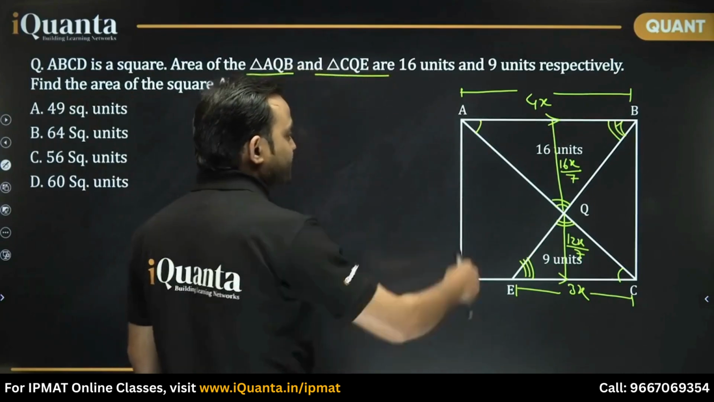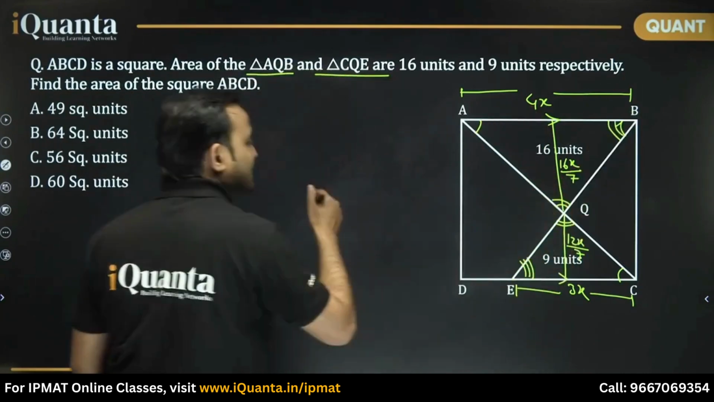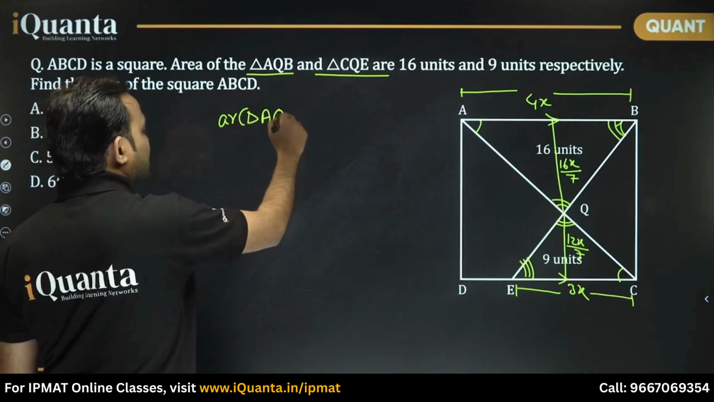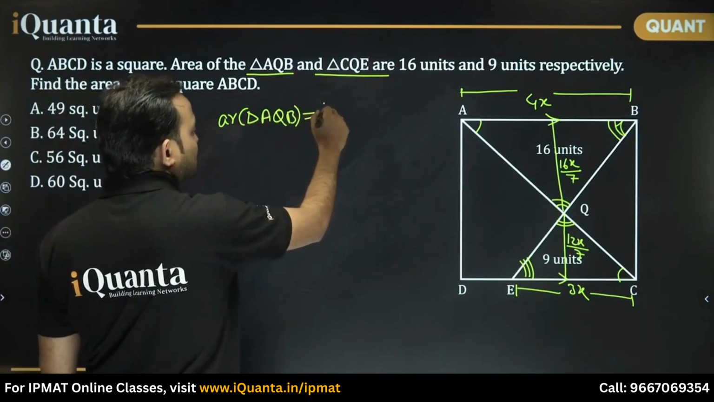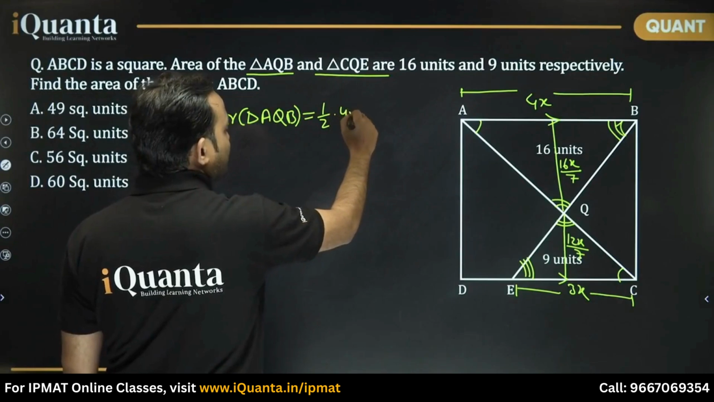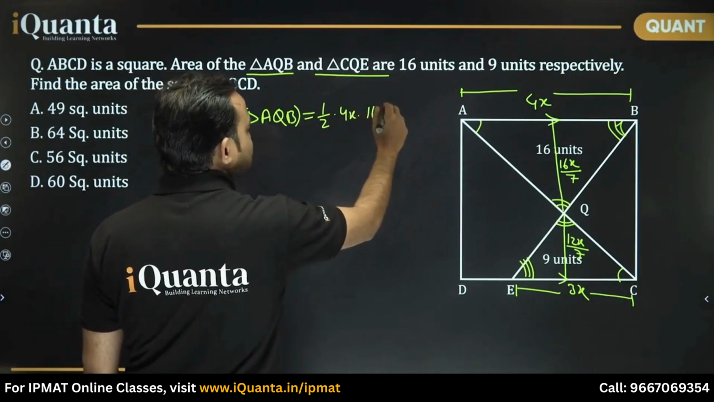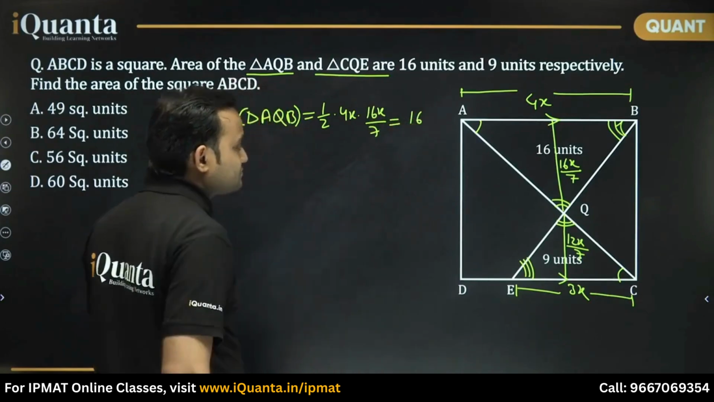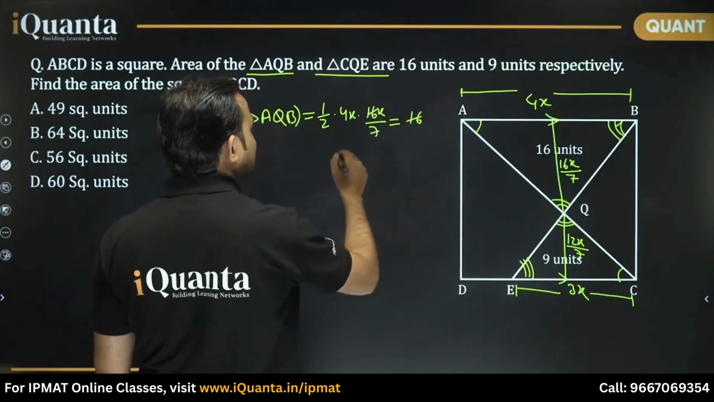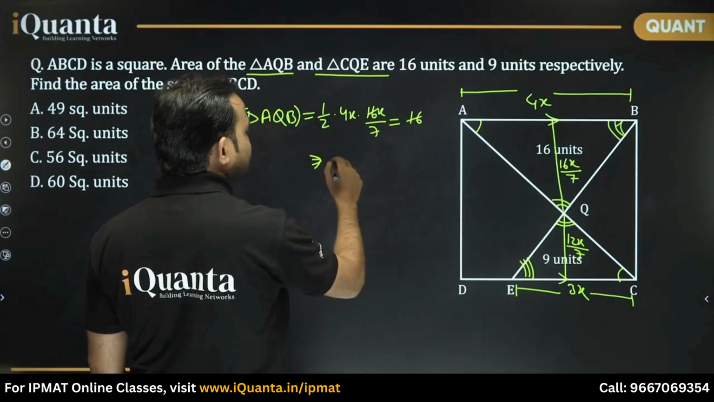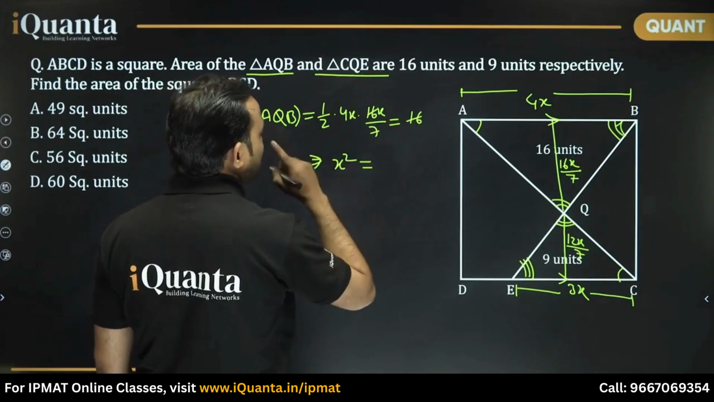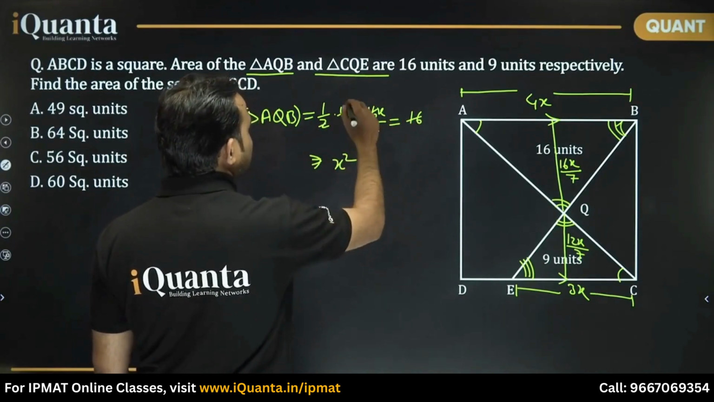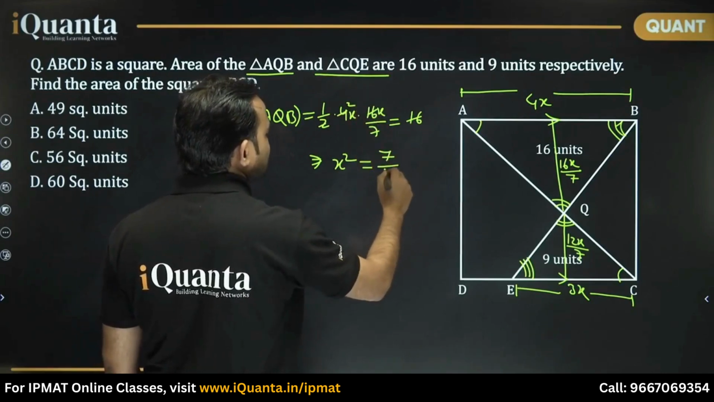Now, what we want is 16x square, area of the square, but we know area of triangle AQB. Area of triangle AQB is equal to half of 4x into 16x by 7. This is equal to 16. 16 cancelled out. We can say that x square is equal to, this will be 2 times cancelled out, x square is equal to 7 by 2.